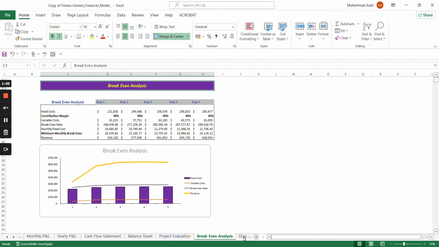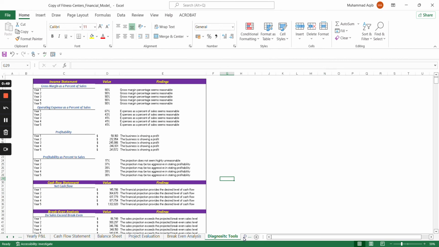Moving on to the break-even analysis, this helps the business to identify the fixed costs as well as variable costs and to identify the amount it has to earn on a monthly basis or yearly basis so that the fitness center doesn't incur any loss. Moving on to the diagnostic tools, this summarizes the financial statements and tells the performance and the findings of the fitness centers.